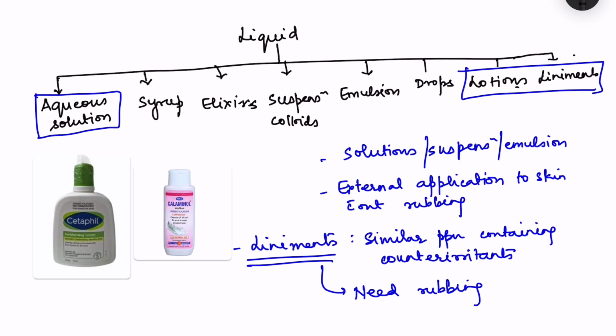Then come the lotions and liniments. Lotions can be suspension, solution or emulsion, and lotions and liniments are for topical use. So they can be solution, suspension or emulsion. The main difference between lotion and liniment is that lotion is very easily applicable and does not require any rubbing.